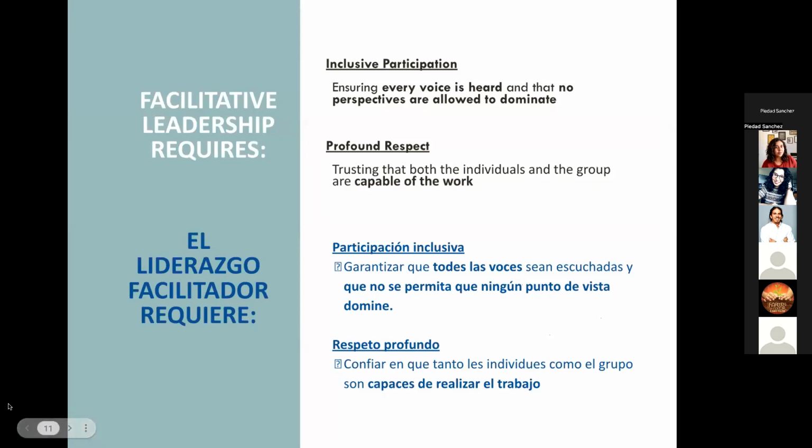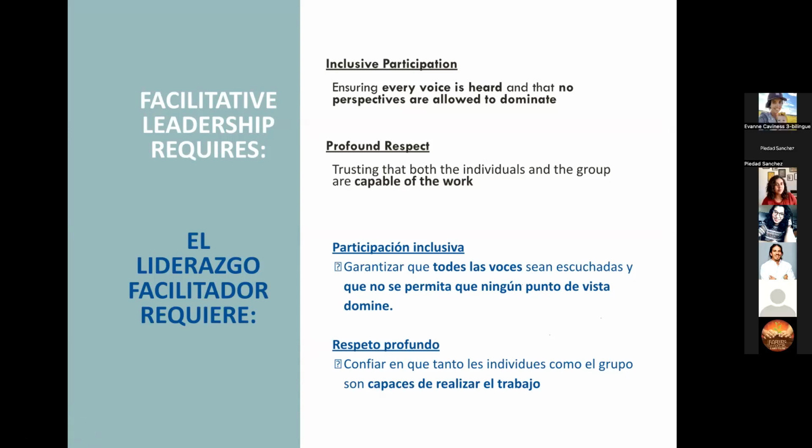All right, so there are two key tenets of facilitative leadership. One is profound respect: honoring each individual equally and trusting that both the individuals and the group are capable of doing what they've set out to do. And then the first one here is inclusive participation, making sure every voice is heard and that every insight is given an opportunity to be considered, and that no perspectives are allowed to dominate, which I think is really key, because sometimes we like to open up the conversation to the whole group, and a couple of perspectives end up dominating because those are the most vocal people in the room. It's just as important to get more people to participate as it is to help people step back a bit.